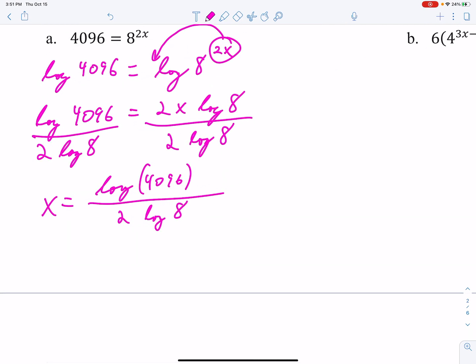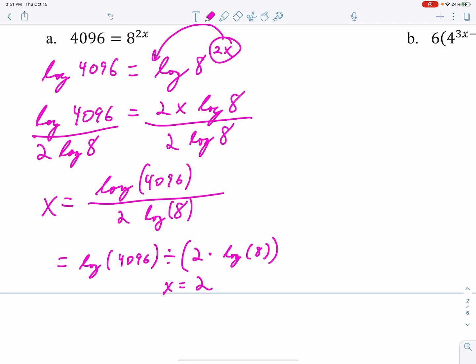I'm going to write out how you should type it into your calculator. Hit the log button, parentheses 4,096, divided by, parentheses, 2 times log, parentheses 8. If you type it in like that, you'll get it right. If you neglect these outer parentheses, you will get the wrong answer. So be careful. And in this case, the answer should be 2.